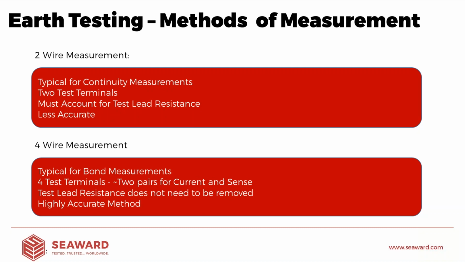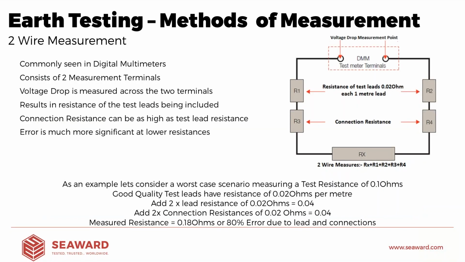So where you need precise measurements, typically a 4-wire, or you may know it as a Kelvin measurement, is a much more accurate system. Let's have a quick look at how the 2 differ. Here we have a 2-wire measurement system. Those of you that have a digital multimeter with a continuity setting, for example, will know you have 2 test meter terminals. When we take the measurement, we actually take it back here at the test terminals. So the voltage drop is measured across the 2 test terminals.